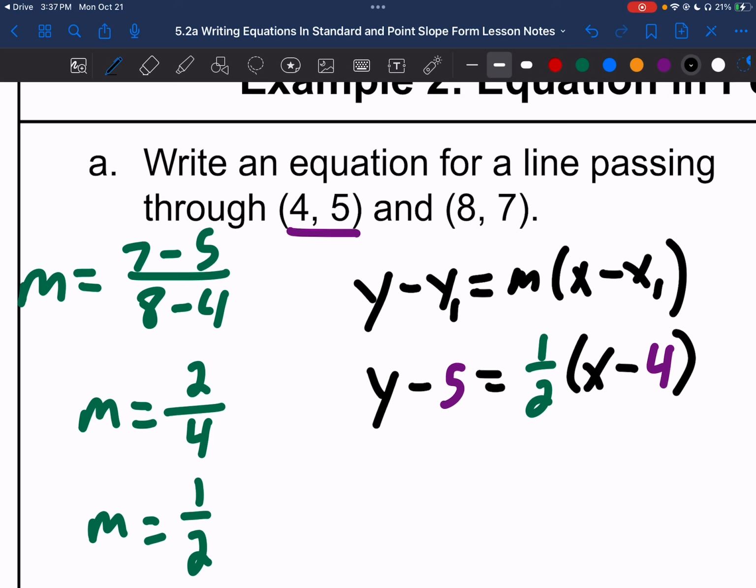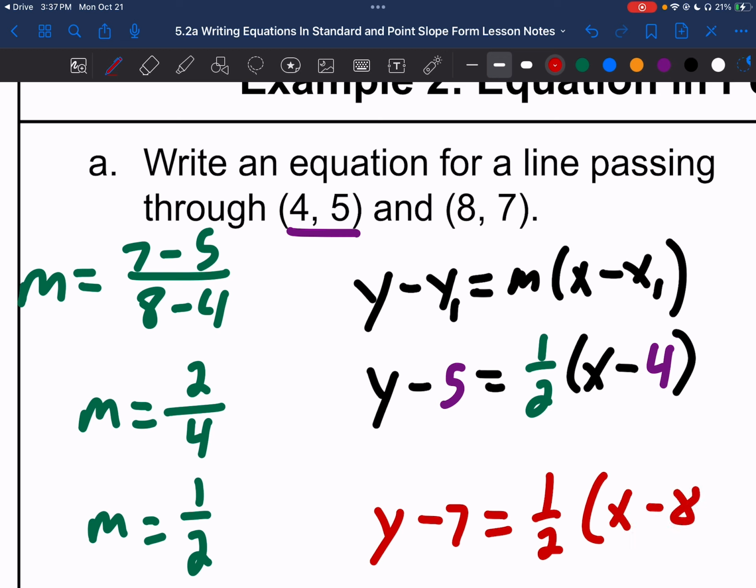So there would be an alternate way of writing this. There's a secondary solution here. You could have written y minus 7 equals 1/2 times x minus 8. And when we do some examples later, I'm going to prove to you that these are exactly the same. So let's just work on that for right now. Just accept it and we'll prove it a little bit later on.